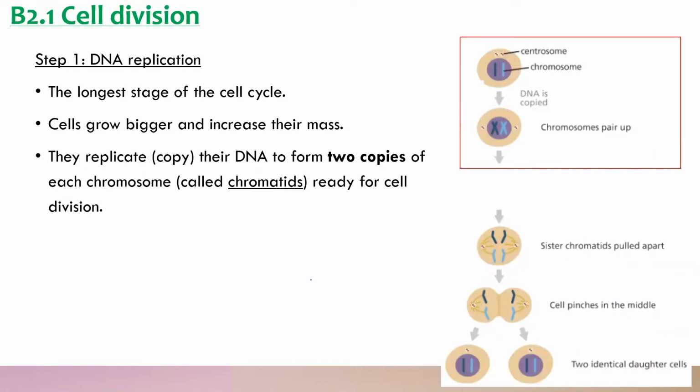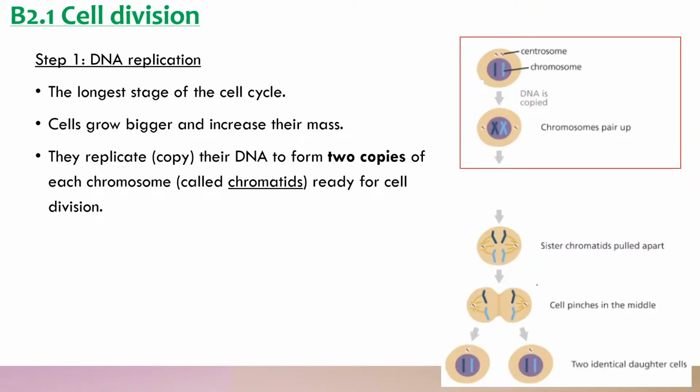So a little bit more detail now. DNA replication is the longest stage of the cell cycle, as we saw in the pie chart. Cells grow bigger and increase their mass because they're copying. They copy their DNA to form 2 copies of each chromosome called chromatids, ready for cell division.